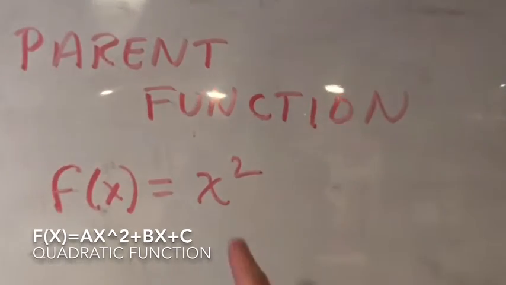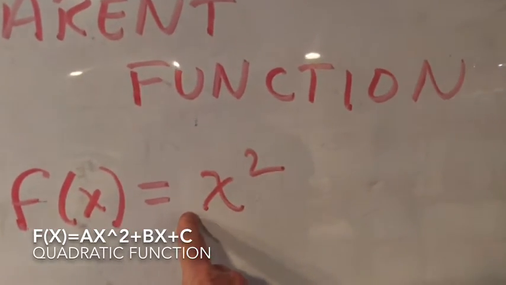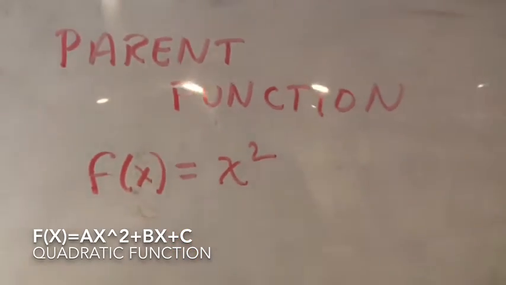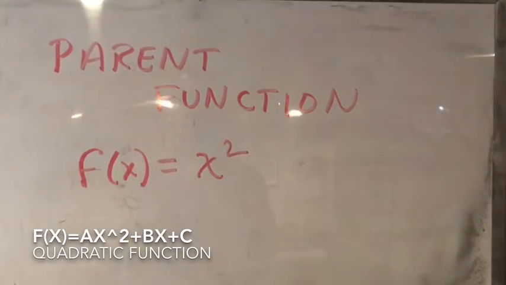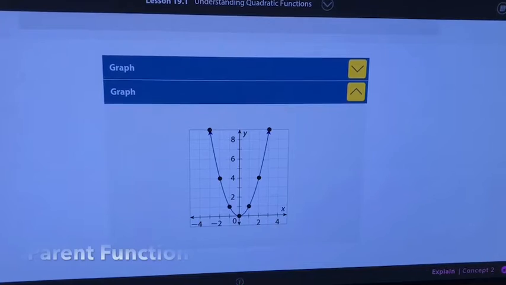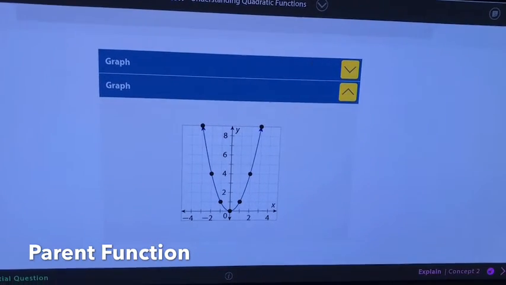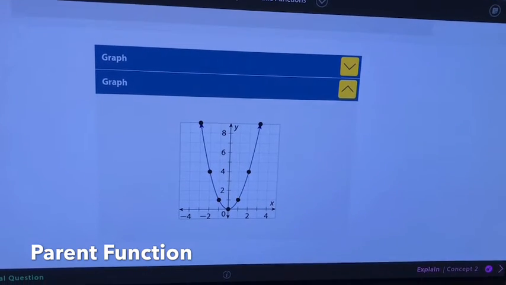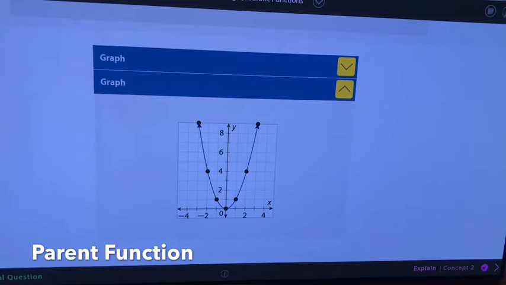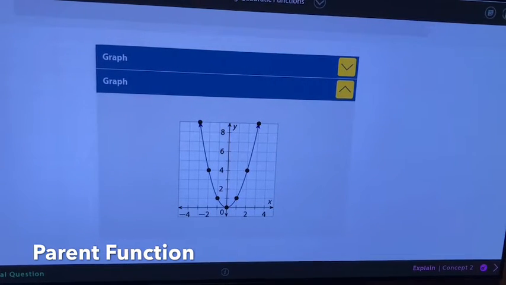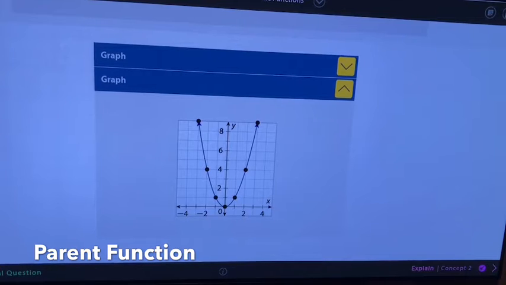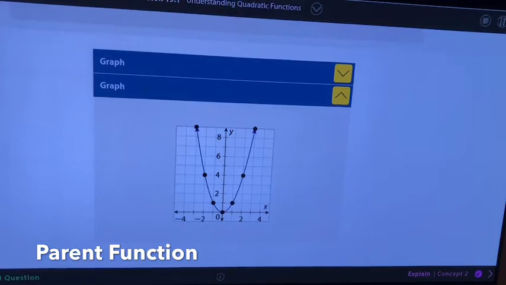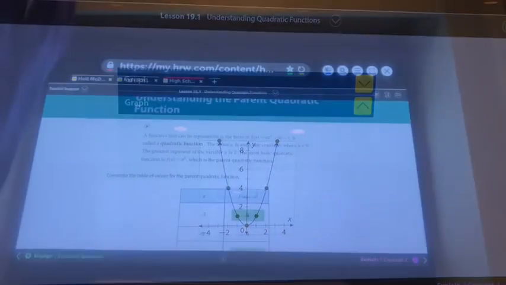So if there was a 1 in place of where the a was, 1x squared, which we write as x squared, that graph will be called the parent function. Here's the graph of the parent function that you see in front of you. I may be getting a little bit ahead of myself, but I want to give you some starting point. You can see that the vertex or the bottom of this graph, this is called a parabola, will start at 0, 0, and then face upwards. But that's the graph of f of x equals x squared.